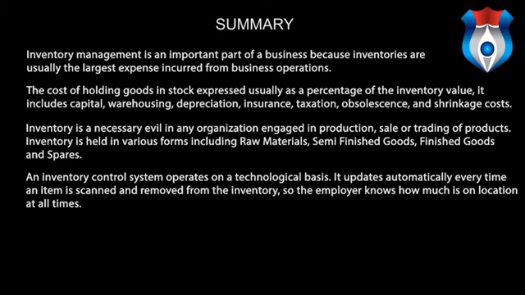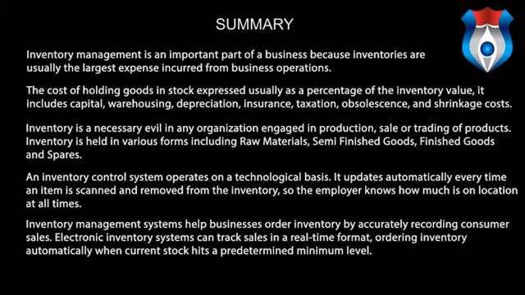An inventory control system operates on a technological basis. It updates automatically every time an item is scanned and removed from the inventory, so the employer knows how much is on location at all times. Inventory management systems help businesses order inventory by accurately recording consumer sales. Electronic inventory systems can track sales in a real-time format, ordering inventory automatically when current stock hits a predetermined minimum level.